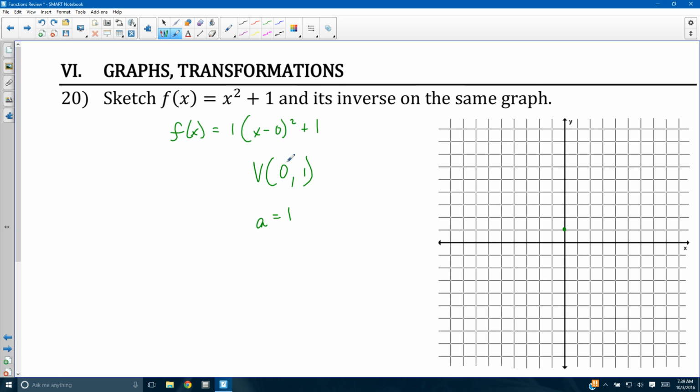Your stretch factor is 1. Starting at 0, 1, over 1 up 1 squared, over 2 up 2 squared, over 3 up 3 squared. Reflect across your vertex. Boom, boom, boom. There is x squared plus 1. Not bad looking, not bad looking. Maybe I spoke too soon. That looks okay. Okay, draw its inverse.